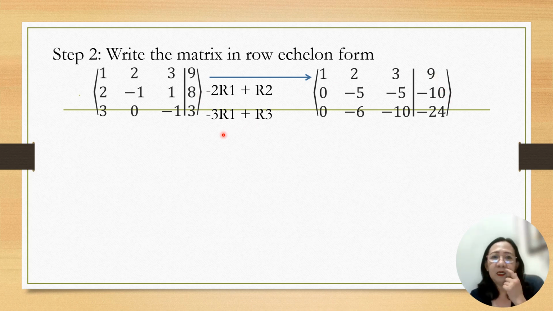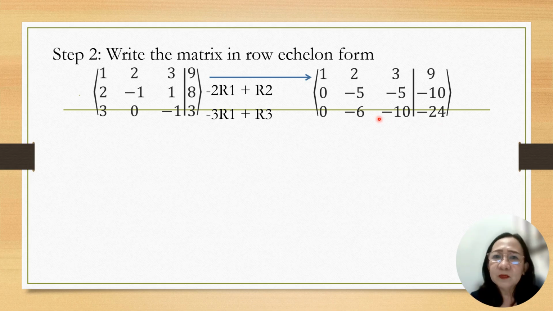And then the second operation, to make this 0, multiply the first row by negative 3 and add to row 3. So negative 3 times 1 is negative 3 plus 3, that is 0. Negative 3 times 2, that is negative 6. Negative 6 plus 0, okay, we have a negative 6 here. And then negative 3 times 3 is negative 9. Added to negative 1, we have negative 10. And negative 3 times 9, that is negative 27, plus 3, that is now a negative 24.